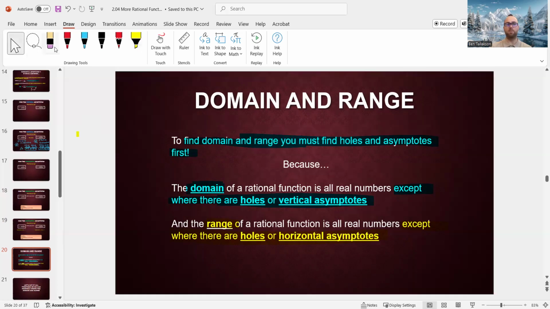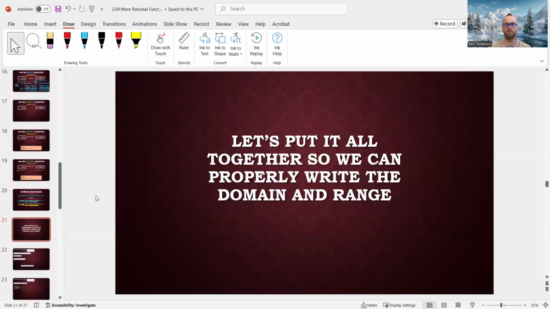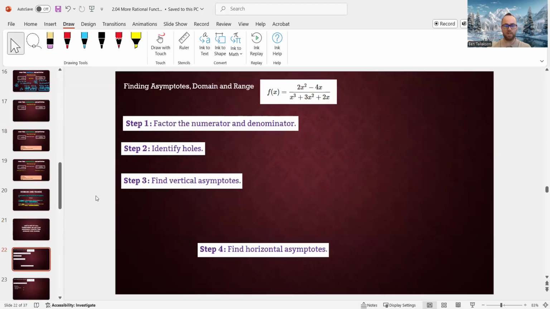So yes, this is becoming more involved. Don't stress it. Don't worry. Just take it one step, one problem at a time, and study and practice. That's how you get better. So let's go ahead right now and put it all together so we can properly write the domain and range. This is the last thing we're going to do, putting everything we've built up together, okay? So we want to find the asymptotes, the domain, and the range.